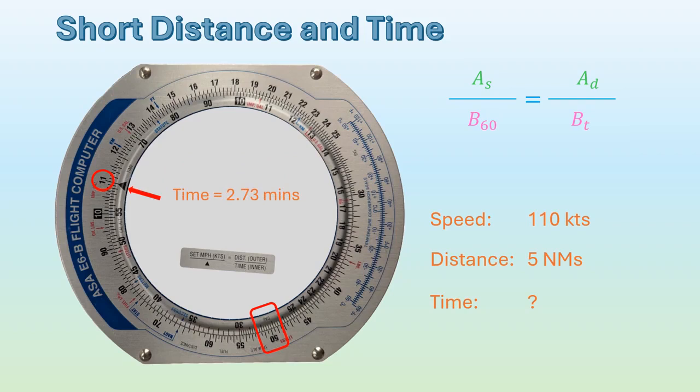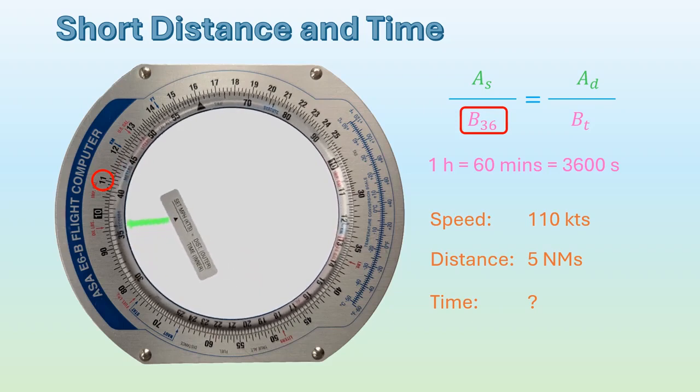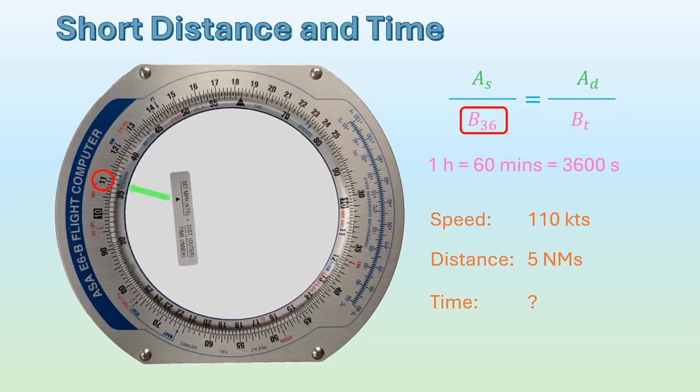We can do this by selecting a different speed index. Notice the small arrow labeled seconds on the B scale next to the number 36? It corresponds to 3,600 seconds. By using this index instead of the standard 60, the numbers on the B scale indicate time in seconds. Aligning this new index with the speed on the A scale, we get that the time needed to fly 5 nautical miles is 164 seconds. That is 2.73 minutes.